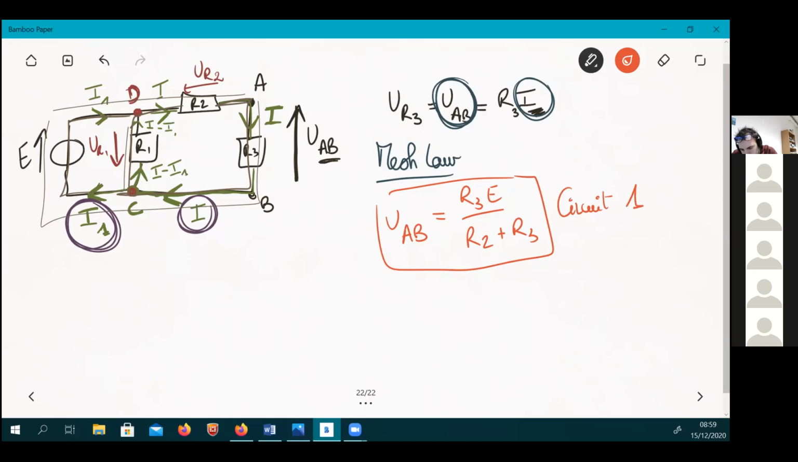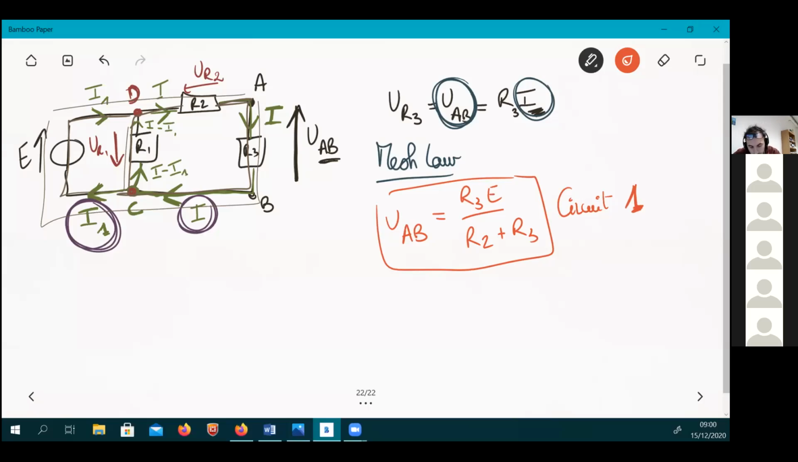Always the same protocol. You label, if it's not already done, the currents and the voltages. When you label the currents, you apply the node law straightforwardly, so you already simplify your life. If not, it's going to be more complex to solve. And then you apply the mesh law.